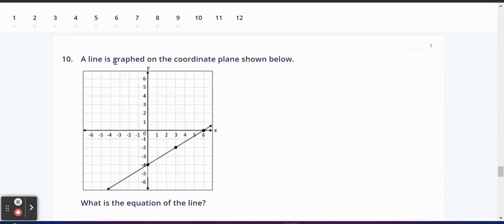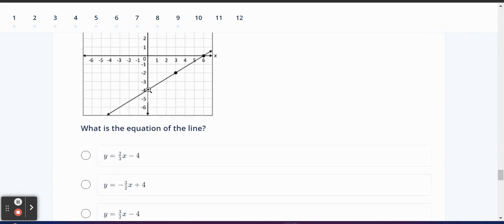Number 10, it says a line is graphed on the coordinate plane shown below. What is the equation of the line? So it starts at negative 4, right? That's your y-intercept. And it goes up 2, right 3. So rise over run, up 2, right 3. And it starts at negative 4, which is this first choice right here, right? Goes up 2, right 3. And the y-intercept is negative 4.